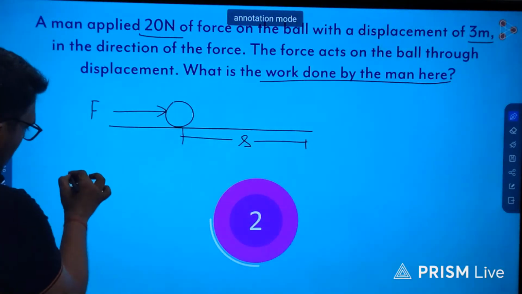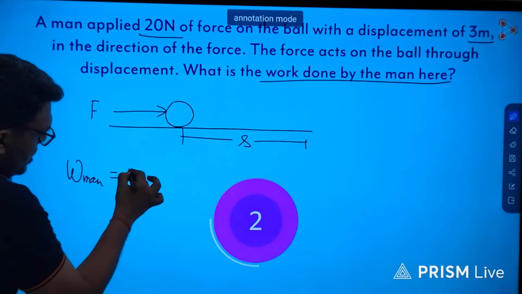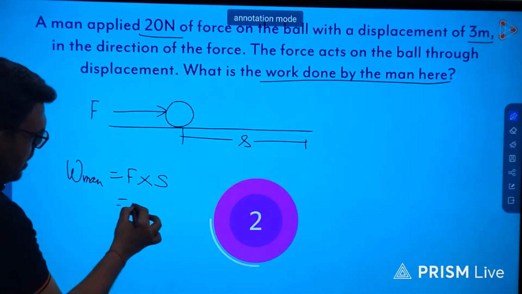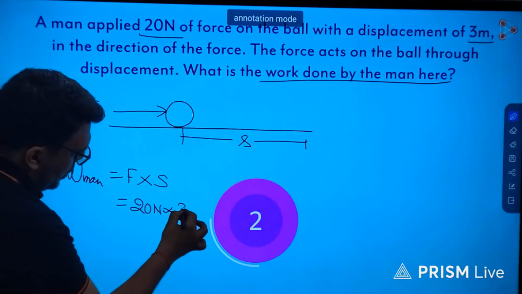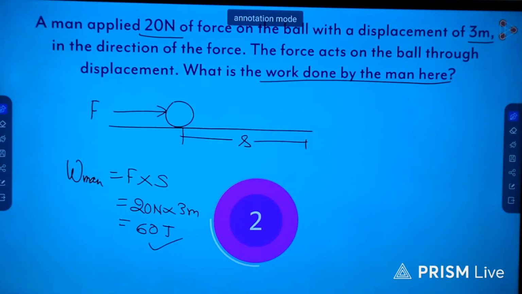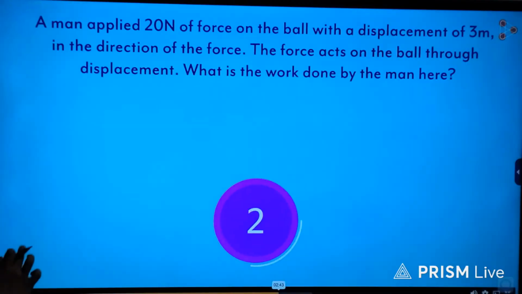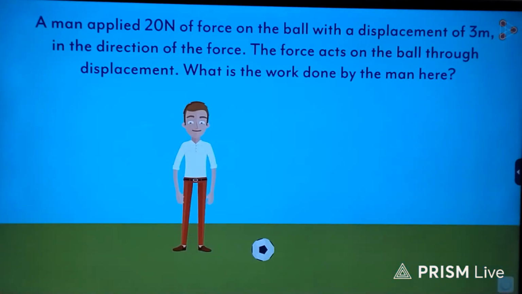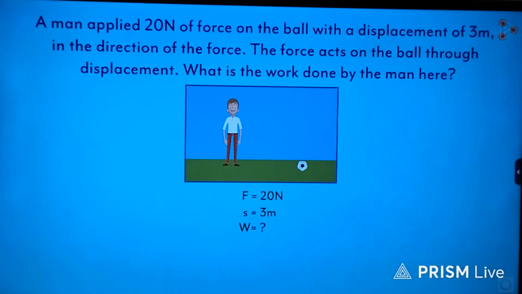Work done by man will be equal to force applied by man and the displacement because of that force. So I'm just writing F into S. Now this is going to be 20 Newton and that is going to be 3 meter. The answer is going to be 60 Newton meter, which could eventually be written as 60 joules. So let's try to see whether we have discussed it correctly or not. With the force acting on the ball through displacement, we multiply 20 Newton of force with 3 meters of displacement to get 60 Newton meter or 60 joules as the answer.